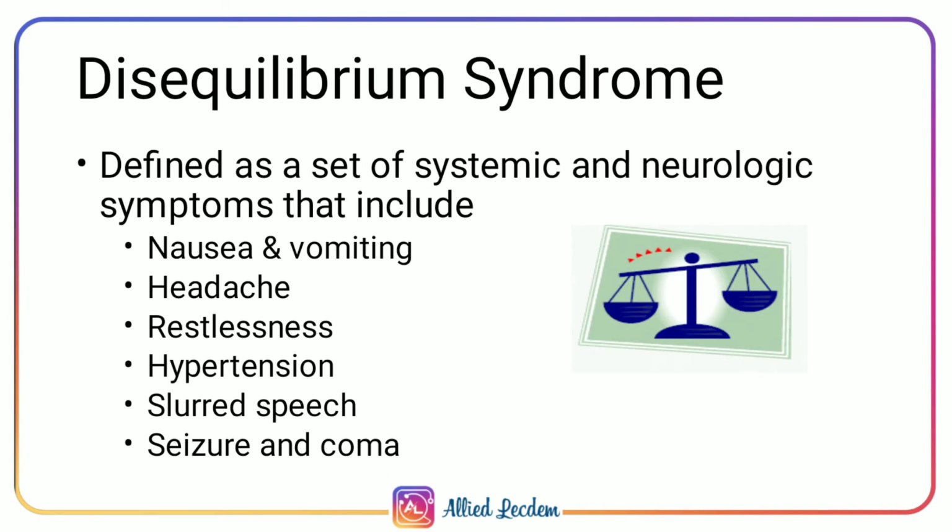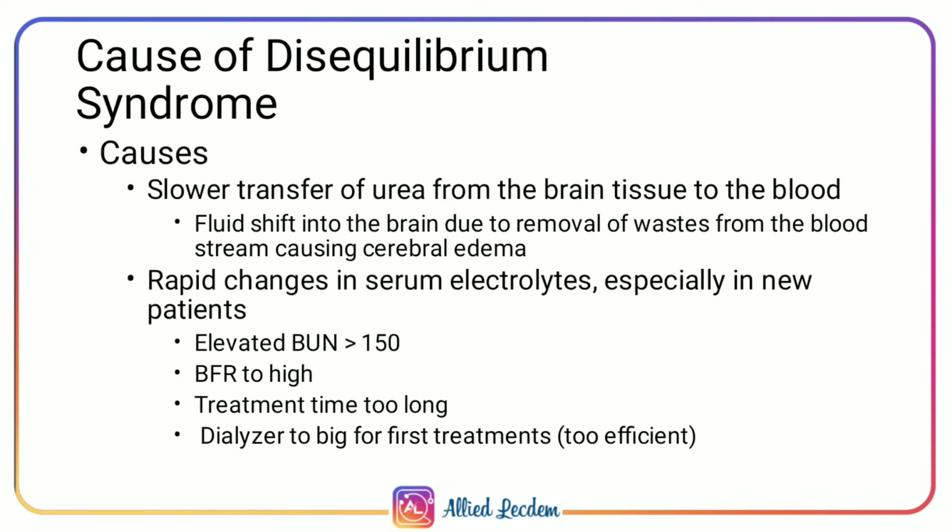Disequilibrium syndrome. Defined as a set of systemic and neurologic symptoms that include nausea, vomiting, headache, restlessness, hypertension, slurred speech, seizure, and coma. Cause of disequilibrium syndrome. Causes: slower transfer of urea from the brain tissue to the blood, rapid changes in serum electrolytes, especially in new patients.